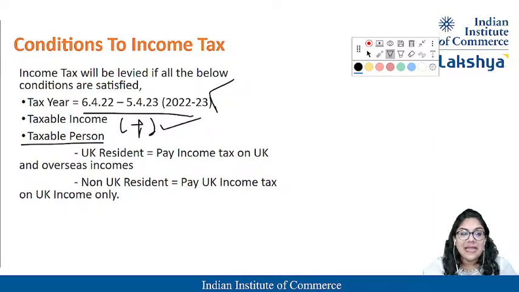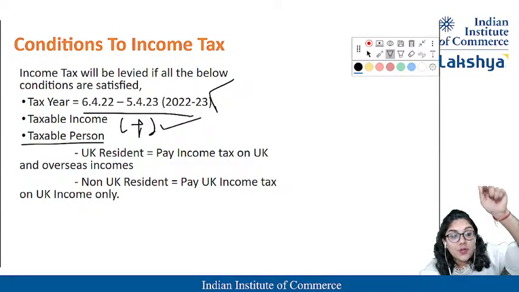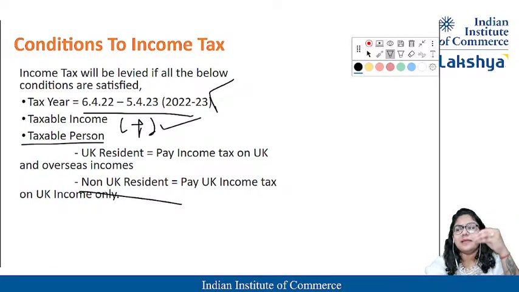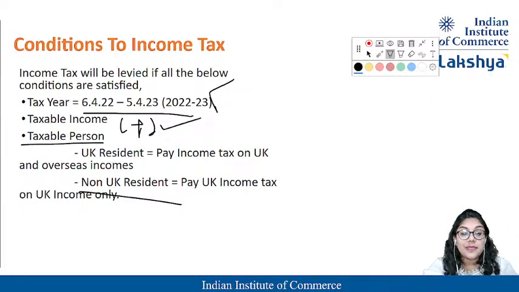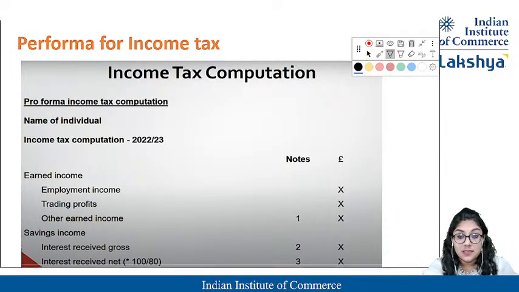But for example, I am an Indian resident, I visit UK and earn income there. Whatever income I am earning there, only on that I have to pay taxes. Similarly, for a non-UK resident, if I earn some income in India, only the Indian income is taxed in India. That's all. So by UK taxation, only that much is earned. Okay, that's cool. Now students, this is the pro forma. I think it is clearly visible.